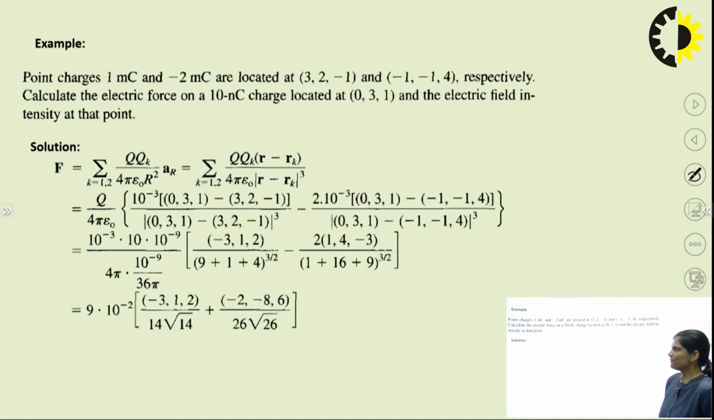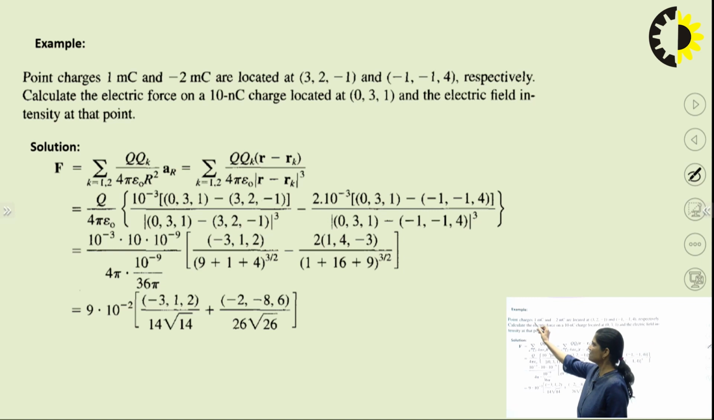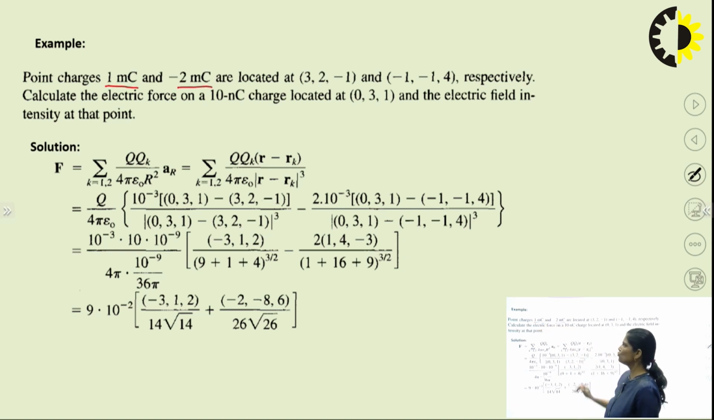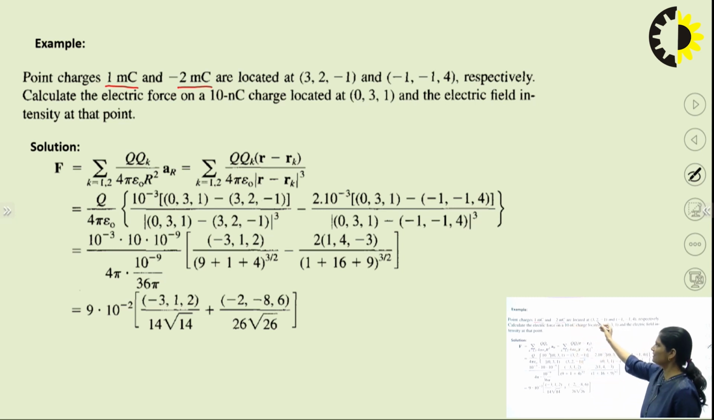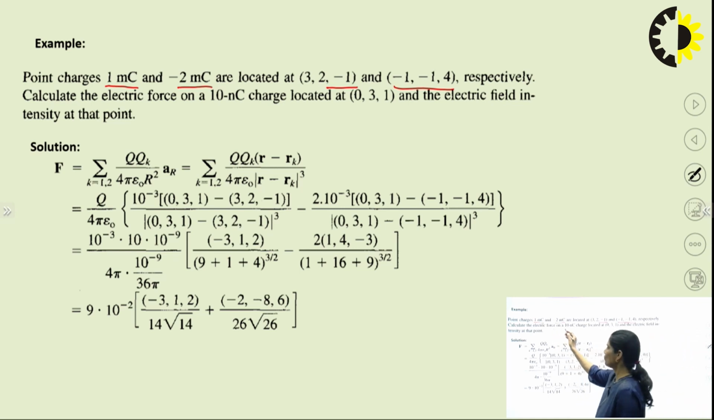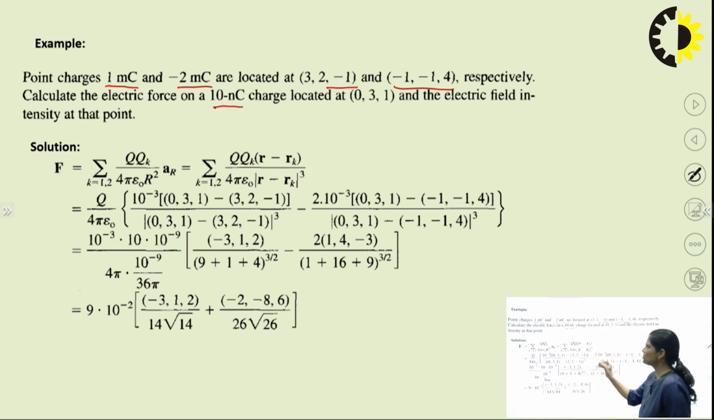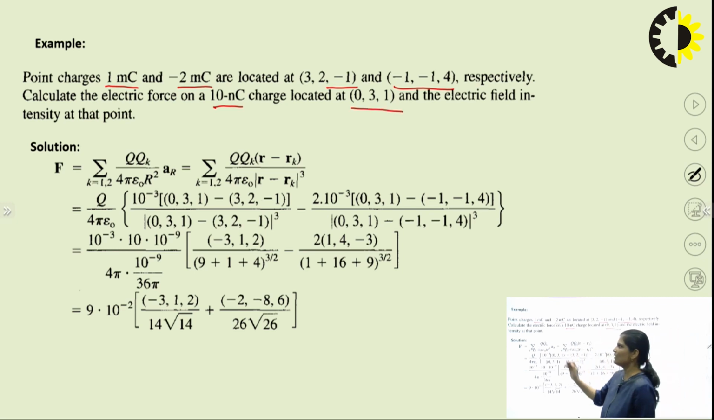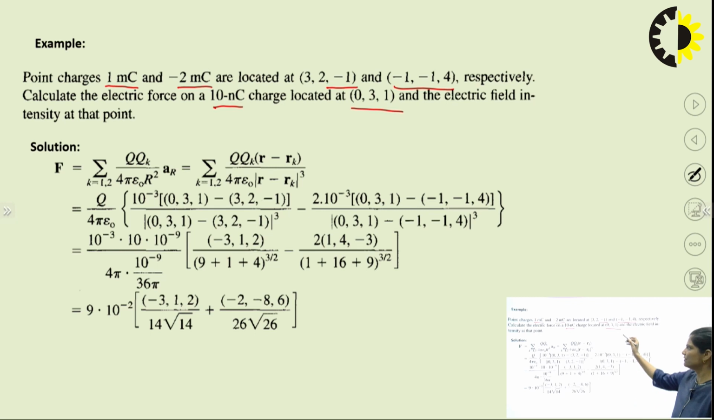Let us consider an example. Here point charges of 1 millicoulomb and minus 2 millicoulomb are located at 3, 2, minus 1. This is the coordinate of the first point and these are the coordinates of the second point. Now calculate the electric force on a 10 nanocoulomb charge located at the point 0, 3, 1, and the electric field intensity at that point. You have to calculate the electric force and electric field intensity at this given point.